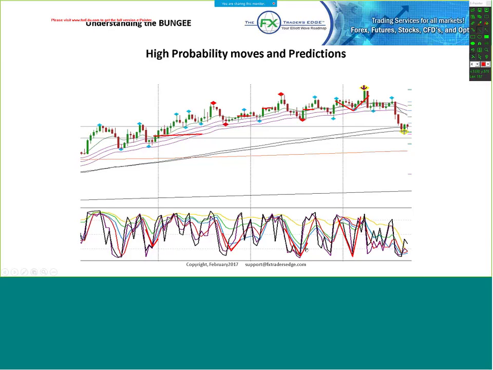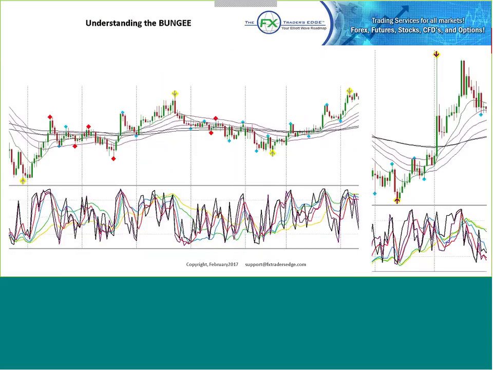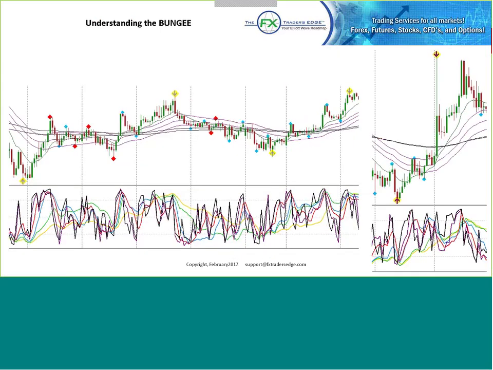No, they just have to turn over on candle close, Mike. They just have to turn over on candle close. I think that's all I want to say right now, because we are going to look at this later on when we start looking at how the bungees help us trade. We did the fail snapback then.